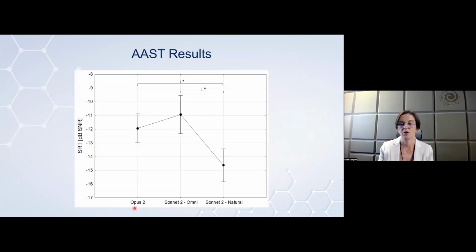And what we obtained in our study: for the OPUS 2, we got a minus 12 dB SNR speech reception threshold. For the omnidirectional mode, the result of minus 11 was not significantly different from the OPUS 2. And for the natural microphone, we obtained a significant advantage of 3.7 or 2.7 dB, depending on whether we compare with OPUS 2 or SONNET 2, over the previous speech processors.